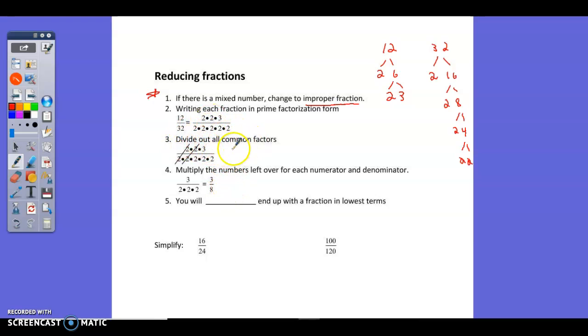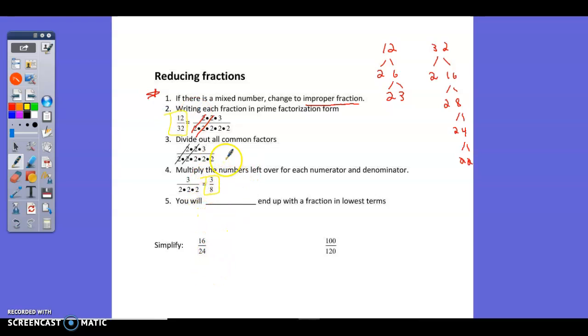The next step would be divide out all common factors, because if it's the same number on top and the same number on bottom, that just equals 1. So over here you can see how we divided these two out. All right, there's nothing more in common in the top and the bottom. Once you do that, for step 4, you multiply the numbers left over for each of the numerator and the denominator. So in this example, all we have left is a 3, so that remains a 3. And on the bottom we have 2 times 2 times 2, which then equals 8. So our reduced fraction from 12/32 would be 3/8.